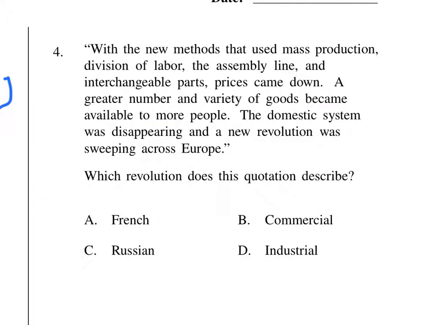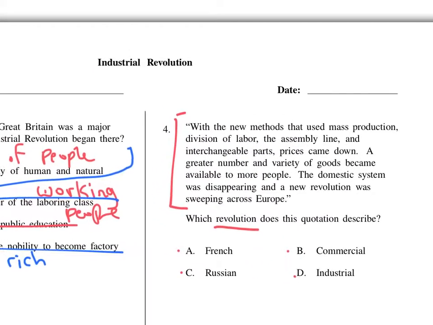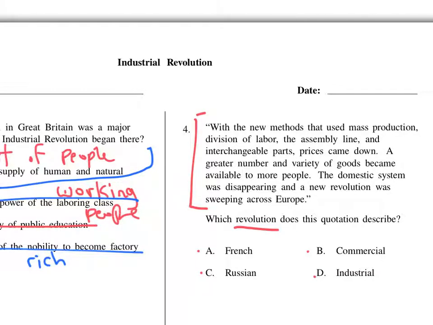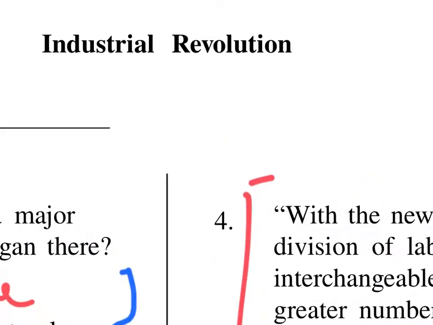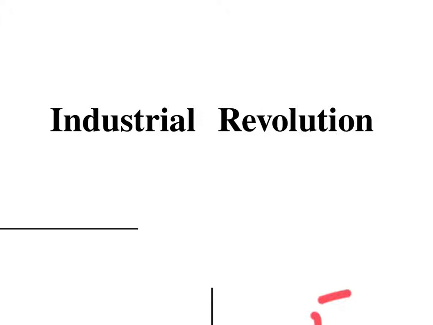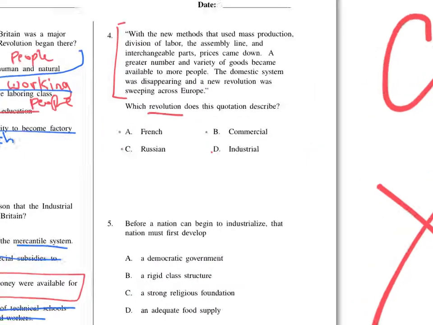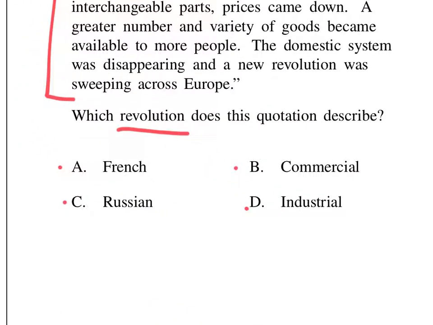Let's take a look at number 4. It says, actually, there's a quote, right? And what I know is that before we even read this quote, I'm going to look at the question, and it says, which revolution does this quotation describe? We've got 4 options. We've got French, Russian, commercial, and industrial. Now, I don't know about you, but Mr. Schulman and I are not throwing trick questions at you. And so this quiz is called the Industrial Revolution quiz, right? So probably if the quiz is called Industrial Revolution and we've got 4 options, the answer is probably going to be the Industrial Revolution. But let's take a look.